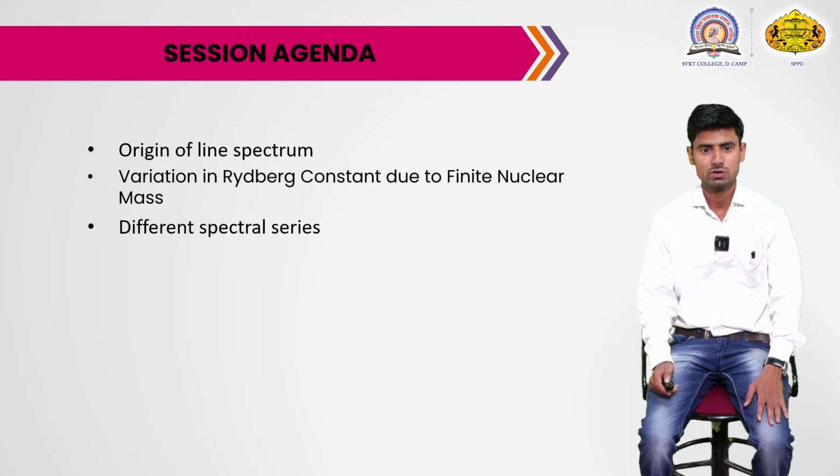Now in this lecture we are going to study the origin of line spectrum, how the line spectrum originates from the transition of the electron. That study will carry over in this lecture. Also we will study how the Rydberg constant varies due to the finite nuclear mass, how that variation takes place, that we will study in this lecture. And also we will study the different spectral series that arise from the transition of the electron in a hydrogen atom.